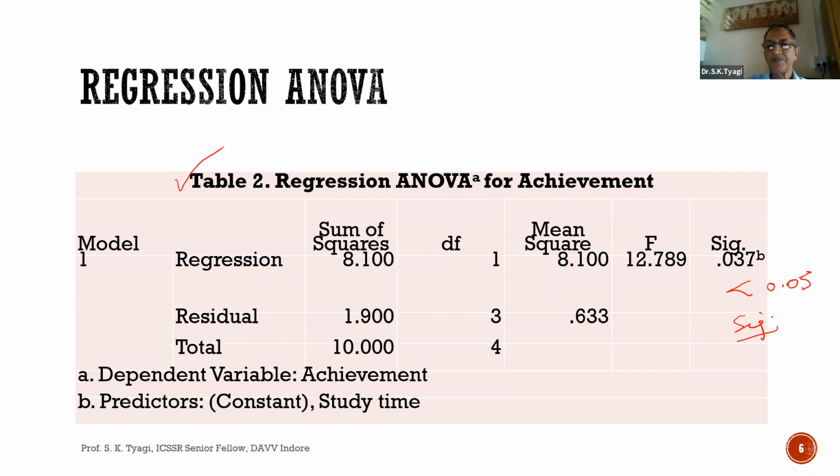Okay. Then we will have to refer to the F value and degree of freedom. Now, degree of freedom in case of ANOVA are 2. 1 degree of freedom for regression, another degree of freedom for error, residue. F value is 12.789.